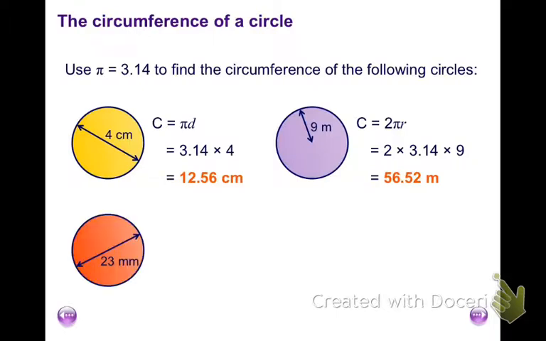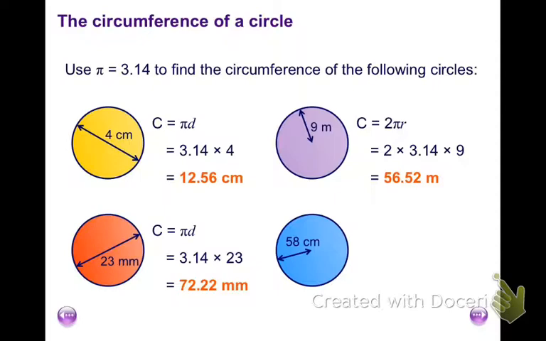Again, with the diameter. Now if I'm going too fast, make sure that you pause the video and record these. If the diameter is 23 millimeters, you want to take pi times 23, and you'll get 72.22 millimeters. And finally, if you're given a radius of 58 centimeters, remember that is 2 pi r for the formula. So 2 times pi times 58 is equal to 364.24 centimeters.